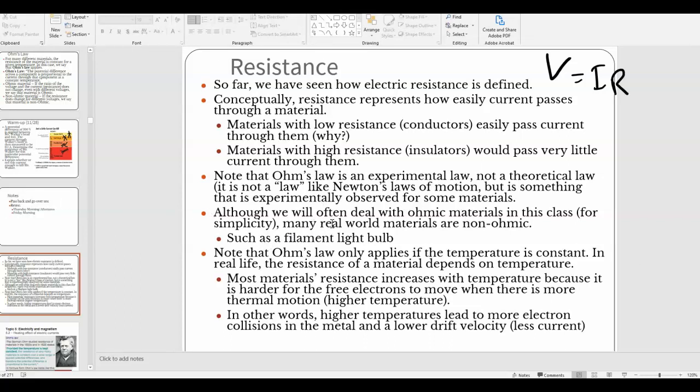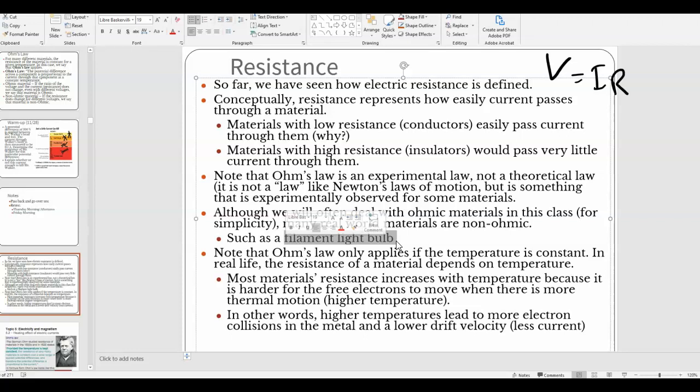Most of the time when we're doing problems in class or we're dealing with materials in class, we're dealing with ohmic materials. Some real-world materials are non-ohmic. The one that you need to be most familiar with is a filament light bulb. This is one of those old-fashioned light bulbs that has a little piece of metal in it called the filament, and when you turn on the light switch, current runs through that little piece of metal and it heats up the metal and it glows.